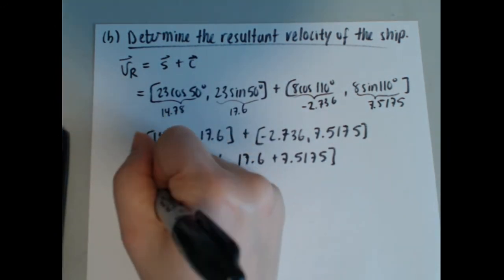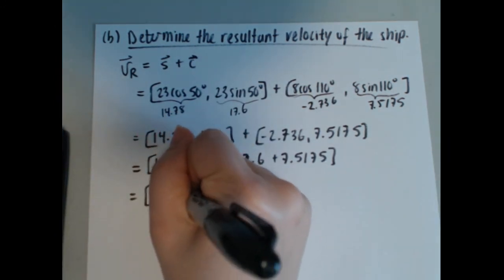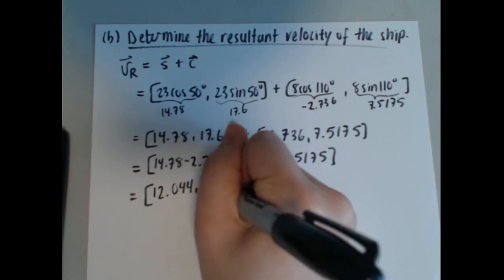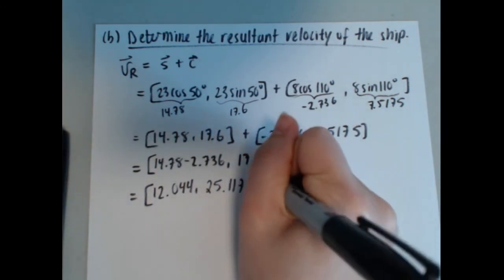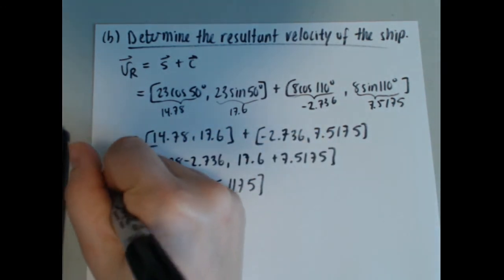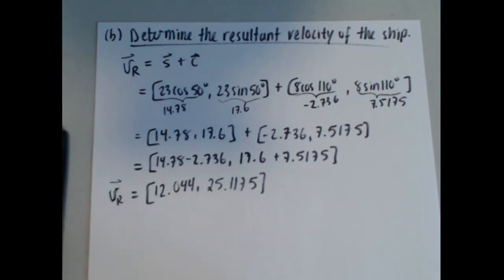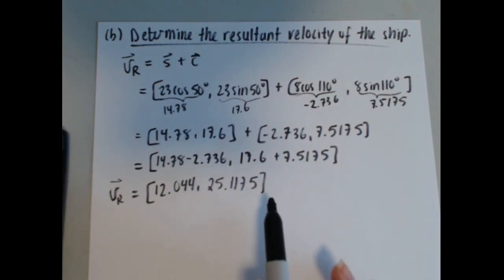Okay, so we end up with 12.044, comma, 25.1175. So that's the vector. We have to determine the velocity and the magnitude. So we're not giving our answer as a Cartesian vector. We're giving our answer as a geometric vector. We have to say that therefore the resultant velocity of the ship is this many kilometers per hour, and it's at this angle relative to north or relative to south, whatever it's going to be.